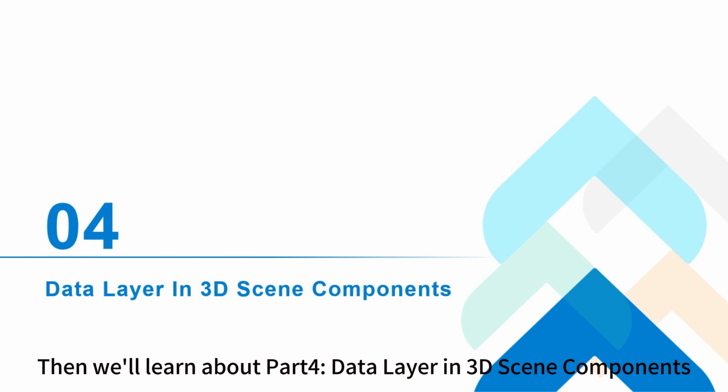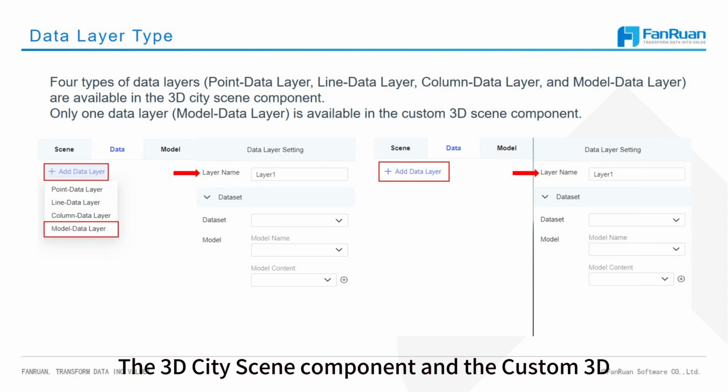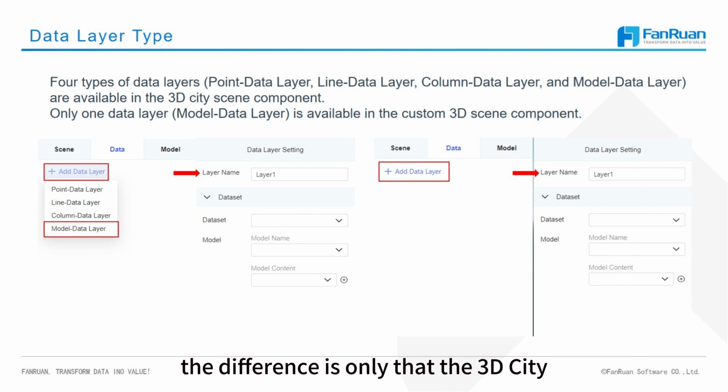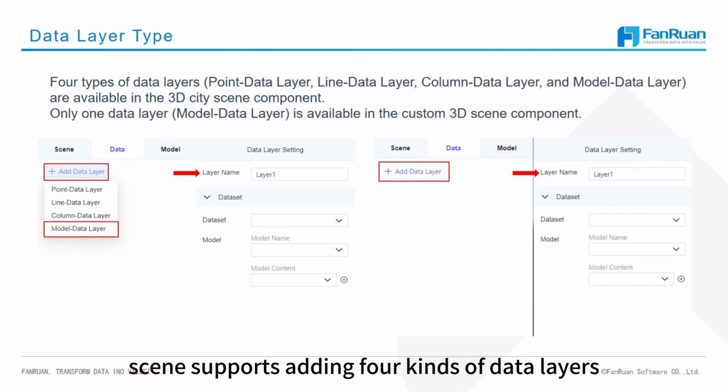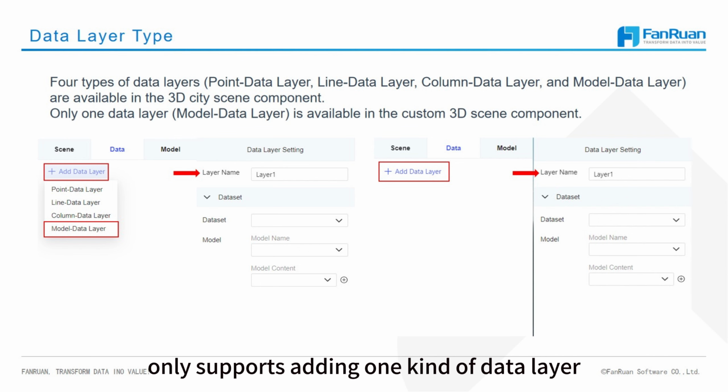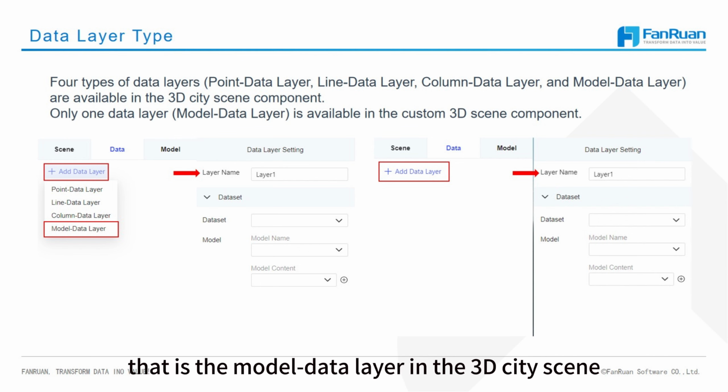Then we'll learn about Part 4, Data Layer in 3D Scene Components. The 3D City Scene component and the custom 3D Scene component data layer function is the same. The difference is only that the 3D City Scene supports adding 4 kinds of data layers: point data layer, line data layer, column data layer, and model data layer, while the 3D Custom Scene only supports adding 1 kind of data layer, that is, the model data layer in the 3D City Scene.